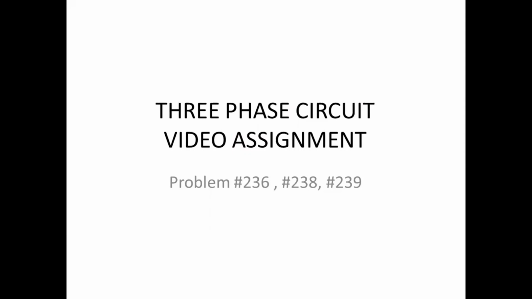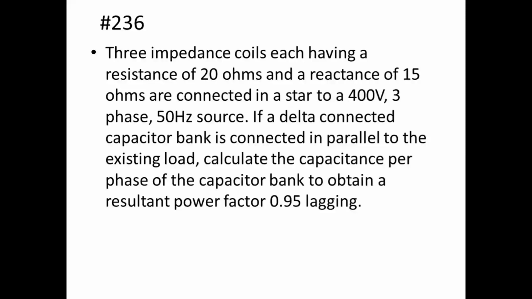Then number 33. The first question is: three impedance coils, each having a resistance of 20 ohms and a reactance of 15 ohms, are connected in star to a 400 volts, 3-phase, 50 hertz source. If a delta-connected capacitor bank is connected in parallel to the existing load, calculate the capacitance per phase of the capacitor bank to obtain a resultant power factor of 0.9 lagging.